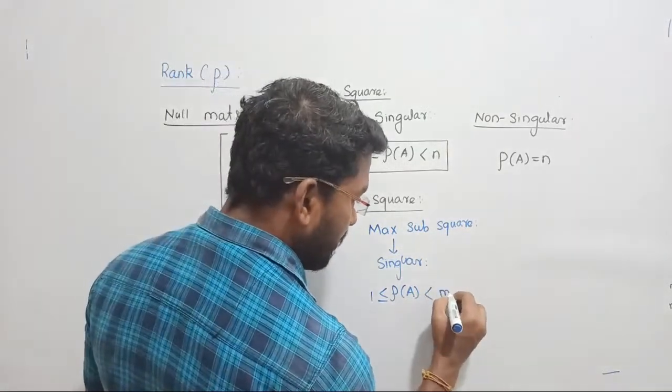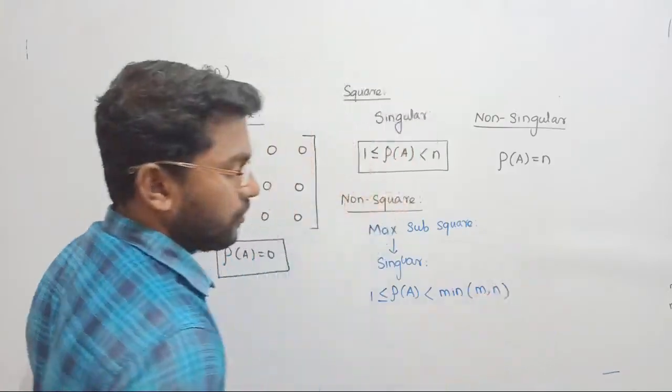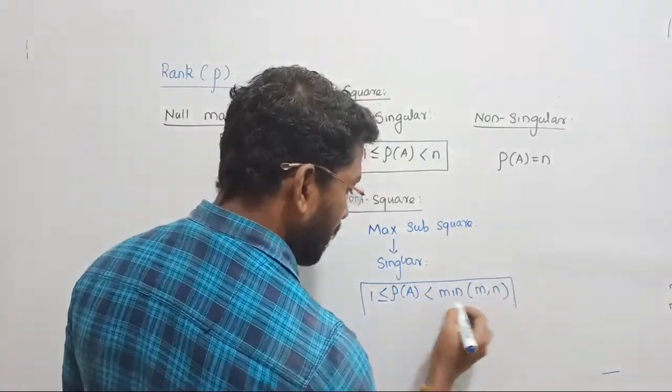If it is singular, at least it should be equal to 1, but at max, right? Maximum value போகும்போது என்ன ஆகும்? It is less than minimum value of number of rows and number of columns. Minimum value of rows and columns. Clear? That is in case of singular matrix.